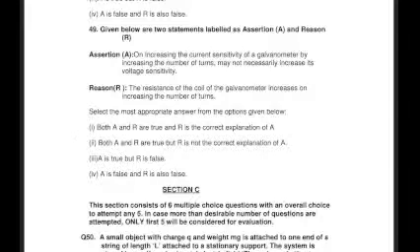1. Both A and R are true, and R is the correct explanation of A. 2. Both A and R are true, but R is not the correct explanation of A. 3. A is true, but R is false. 4. A is false and R is also false. Correct. The answer is option 1. Both A and R are true, and R is the correct explanation of A.